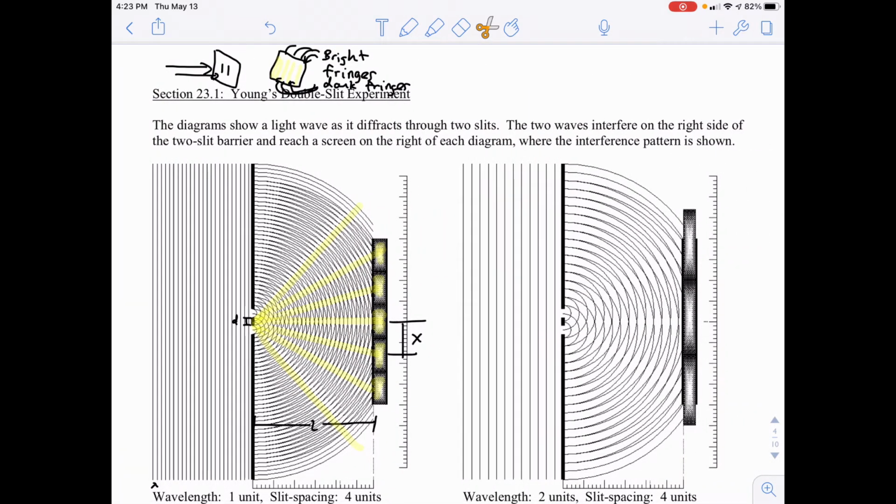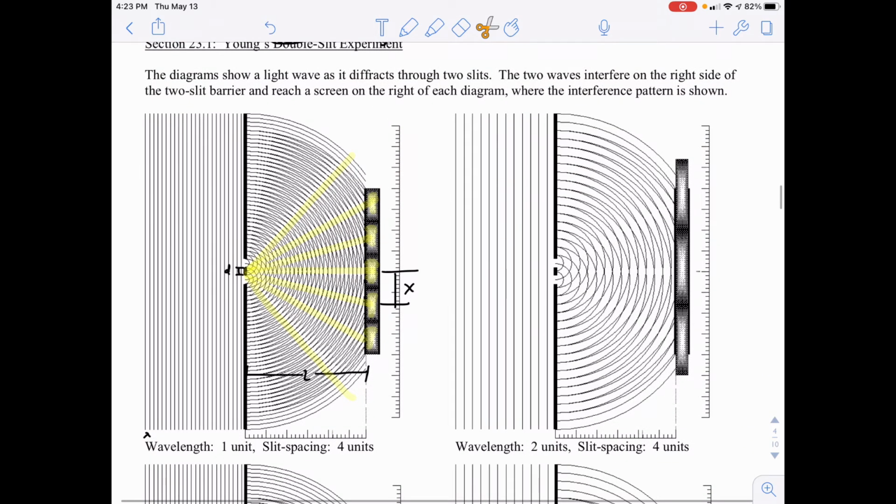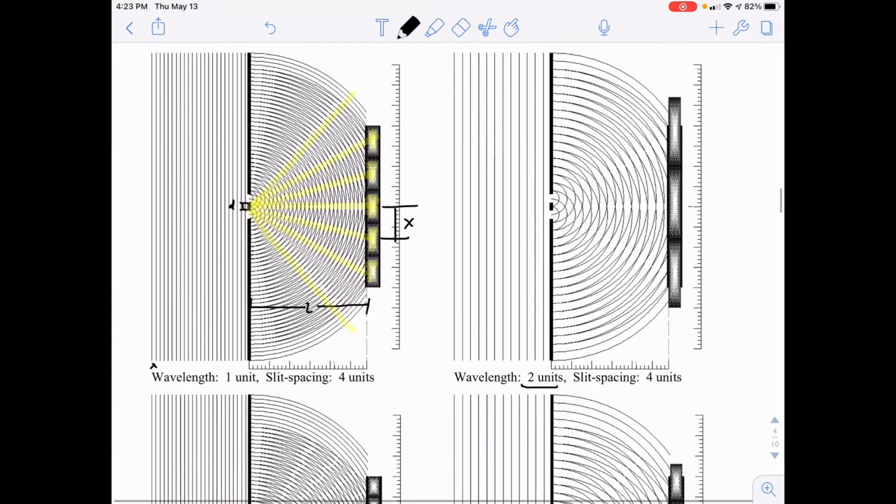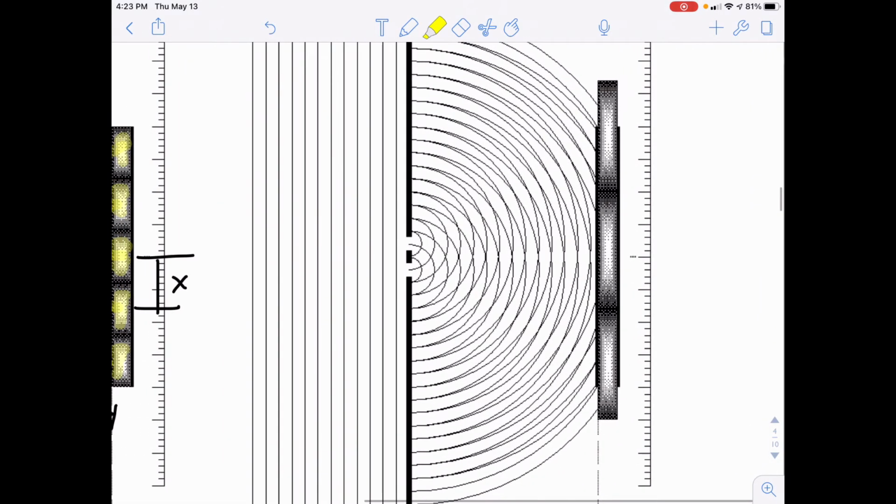Now you can see something's happened in this one. The wavelength is larger, so we're increasing the wavelength each time. In this experiment, we're going to keep the slit spacing, this distance D right here, the same, but we're going to make the wavelength a little longer. What happens? The interference pattern that shows up has a bright fringe right here, a bright fringe right here, a bright fringe over here, and so on.